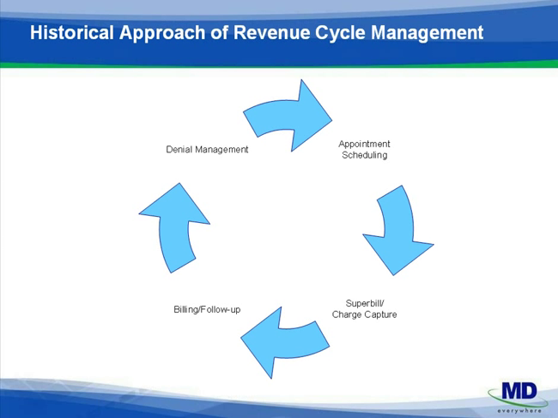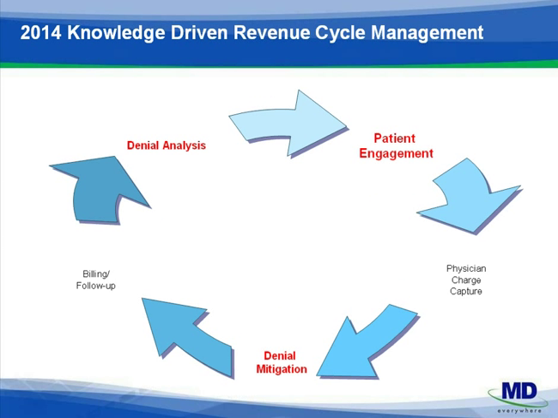Then on any defects or denials that come in, creating an effective denial management strategy in order to be able to appeal those in real time and get the information to get the claim adjudicated. So that's historically what we've done. Moving into 2014, we need to create a better patient engagement modality, and that needs to start from the beginning.